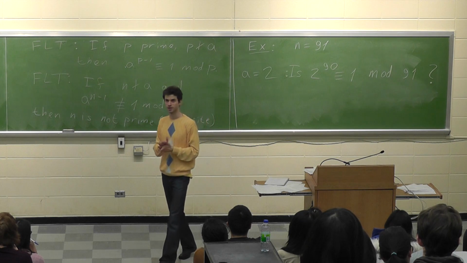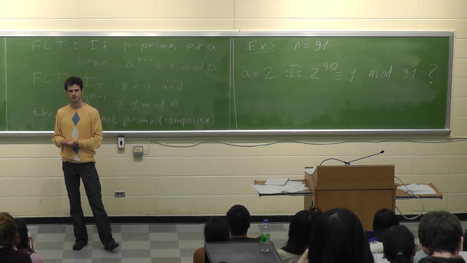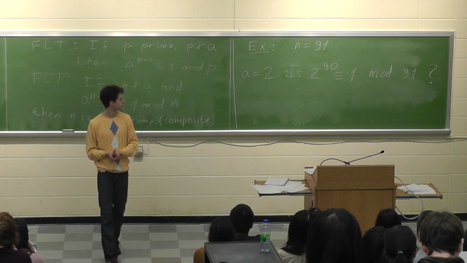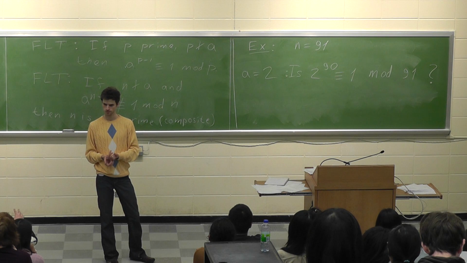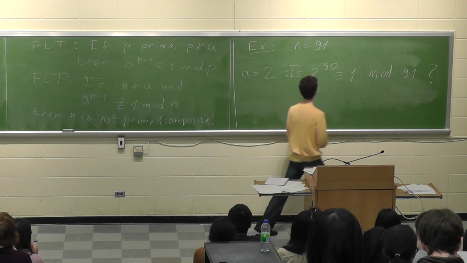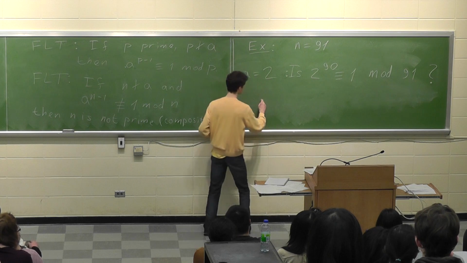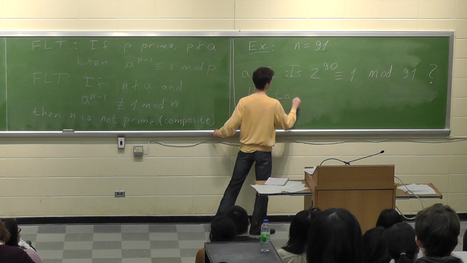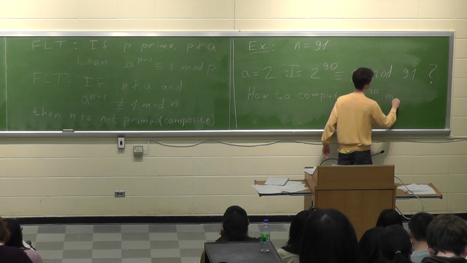So, any ideas how to actually compute this number? Break the exponent apart, then take successive powers, and then multiply together modulo 91. That gives the manageable part. Okay, so one idea is like this. 90 is, say, 2 times 45. So the question is how to compute 2 to the power 90 modulo 91.